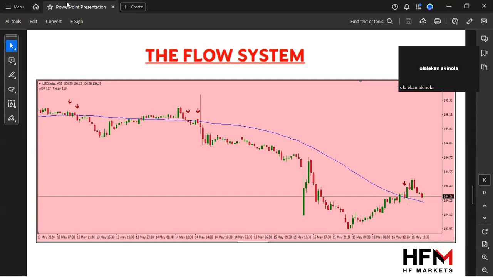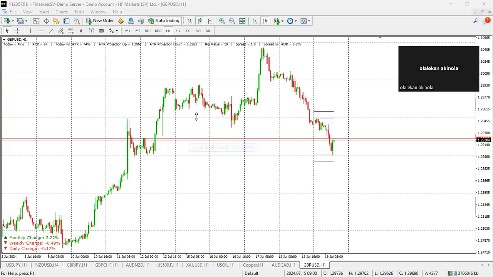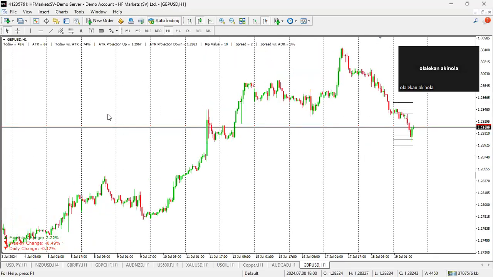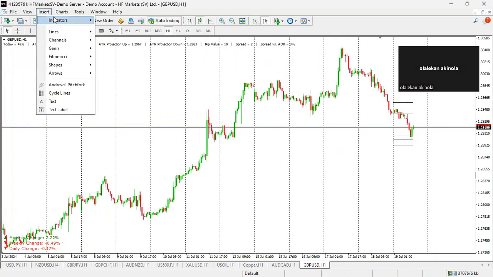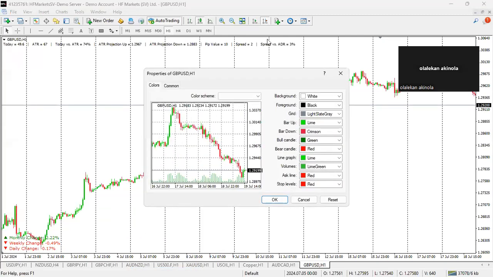Before we talk about installing the flow system, let's quickly go through the chart and see what I'm talking about. Okay, let me start with this. So yes, this is what we mean by a bull candle and a bear candle. So please, the color part is not so important.